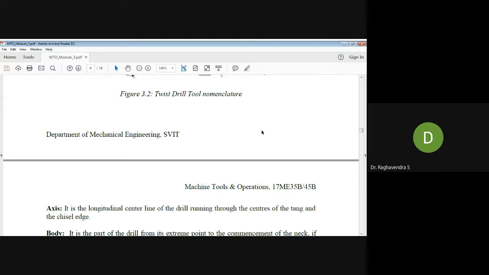So cutting fluid is very important. Characteristics of cutting fluid is very important. And what are the materials used for cutting tools? That list is important, the list plus a little bit of description. And cutting tool geometry of a single point cutting tool is very, very important. If you read these three topics in the first module, you will get at least 2 questions from this.